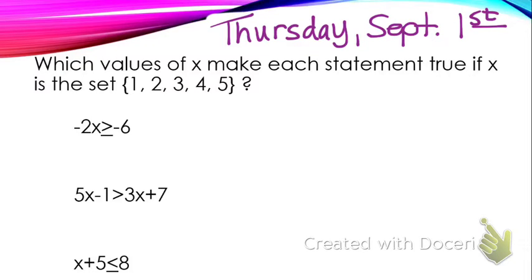So what would we do? Divide both sides by -2. What do you have to do with the inequality when you divide by a negative? You got to flip it. So this would become x is less than or equal to 3.